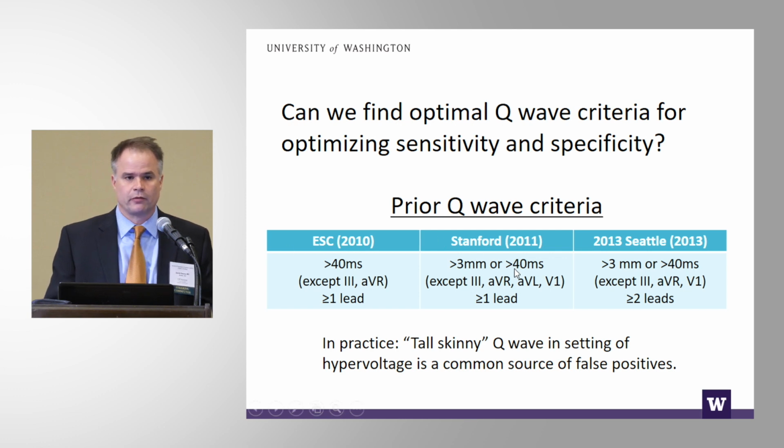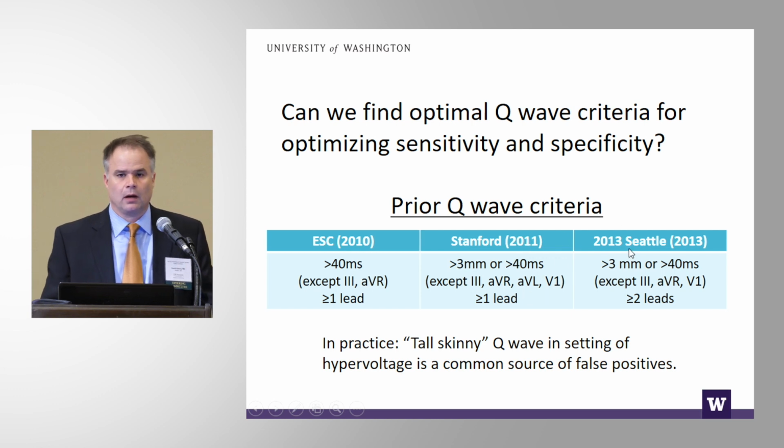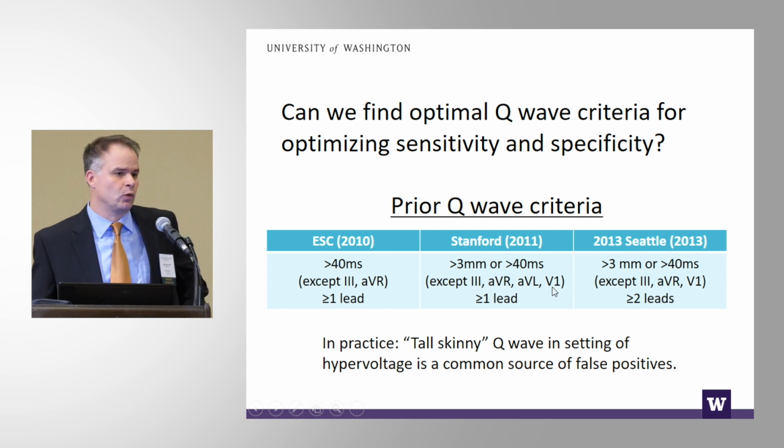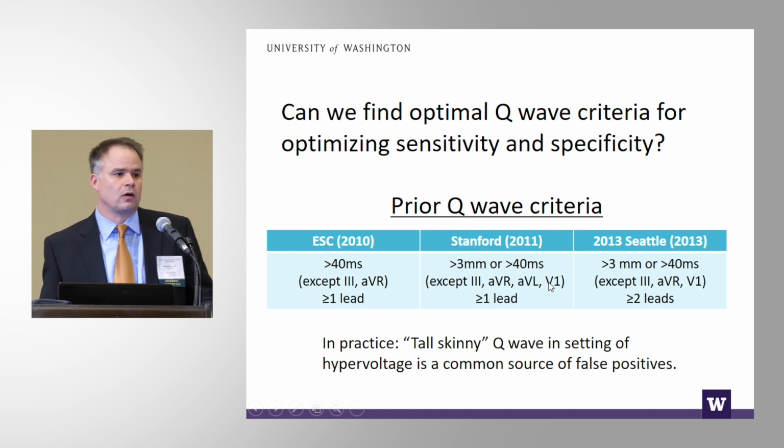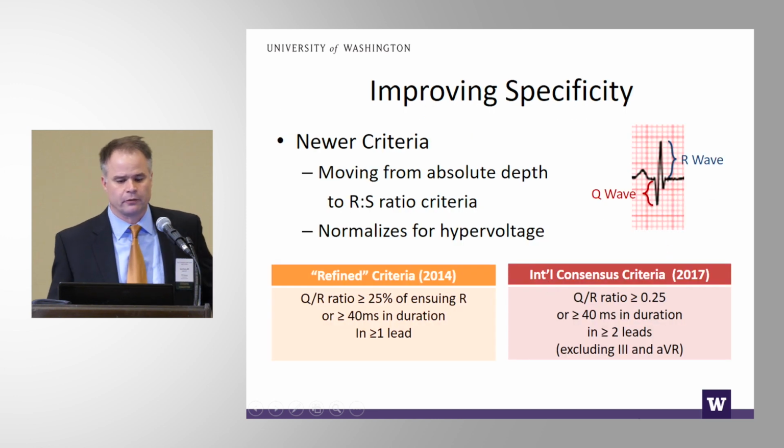The Stanford group tried to refine this just a little bit. They used 3 millimeters or greater than 40 milliseconds. They threw in some extra leads that they were going to exclude, and again had a very high false positive rate. In 2013, with the Seattle criteria, we tried to refine this a little bit and said greater than or equal to 2 leads. We're still finding quite a few individuals with these abnormal Q waves due to the tall, skinny hypervoltage issue. So how are we going to improve specificity?